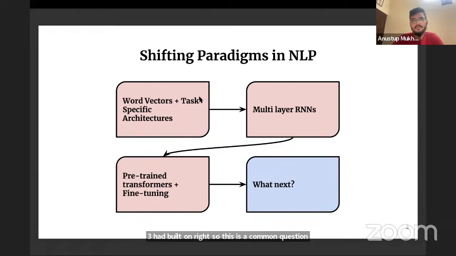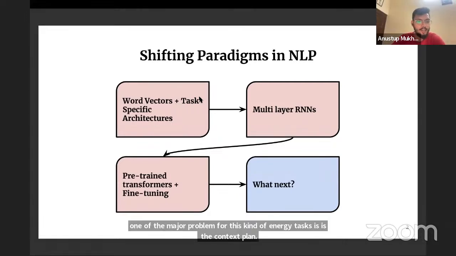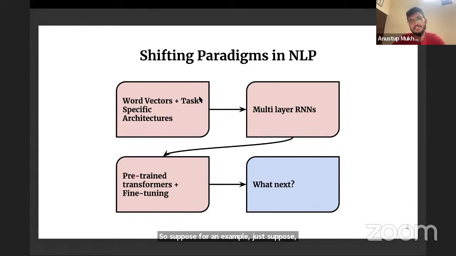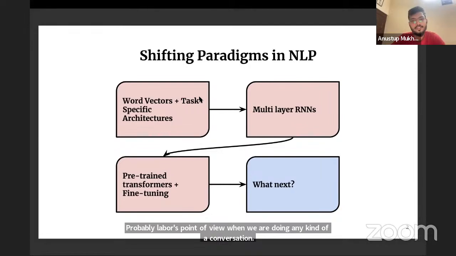One of the major problems for NLP tasks is the context length. Just understand this from a layman's point of view: when we are having any kind of conversation, suppose two humans are simply talking with each other, right?